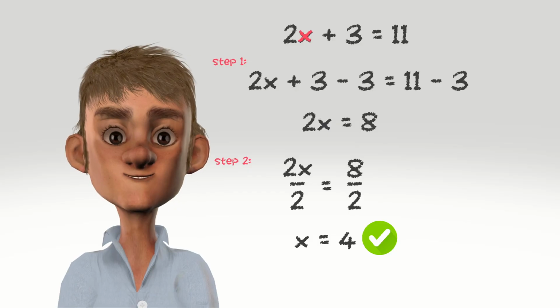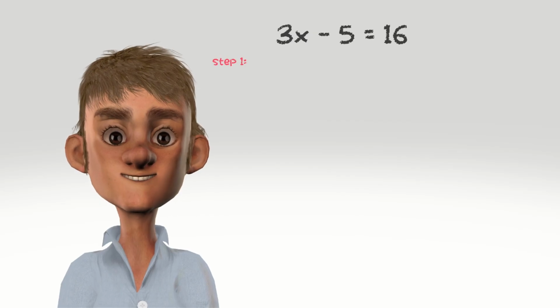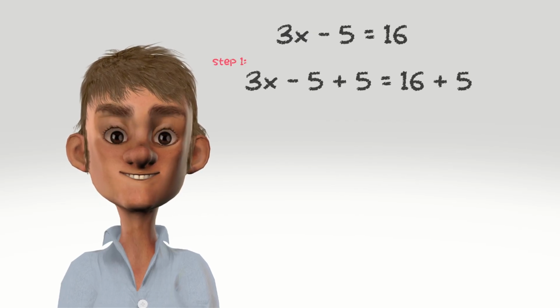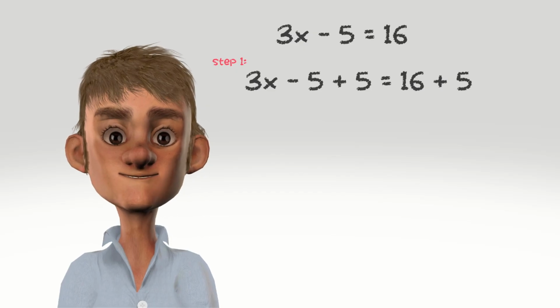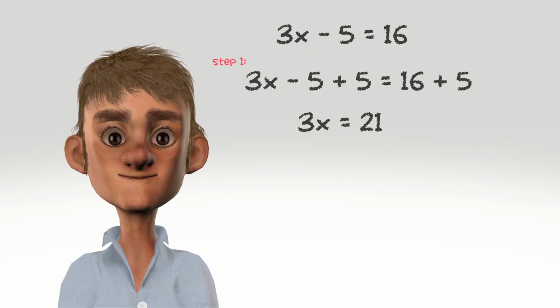Now let's tackle a slightly more complex equation. Consider this one. 3x - 5 = 16. To solve this, follow these steps. Step 1. Add 5 to both sides of the equation. 3x - 5 + 5 = 16 + 5. Answer is 3x = 21.